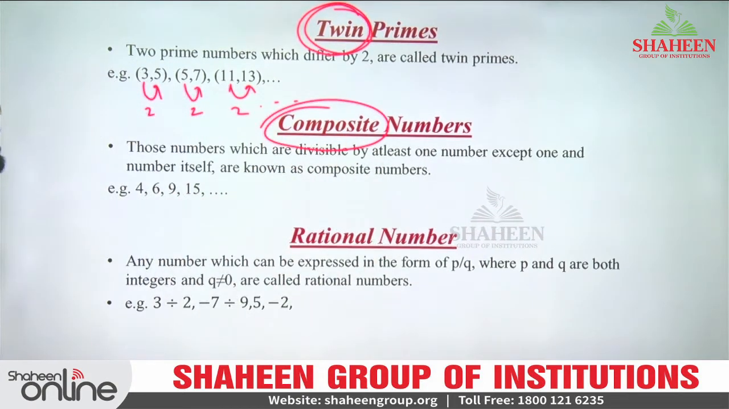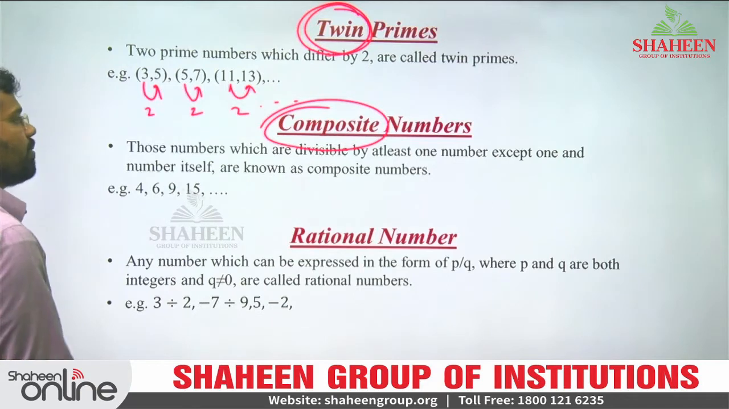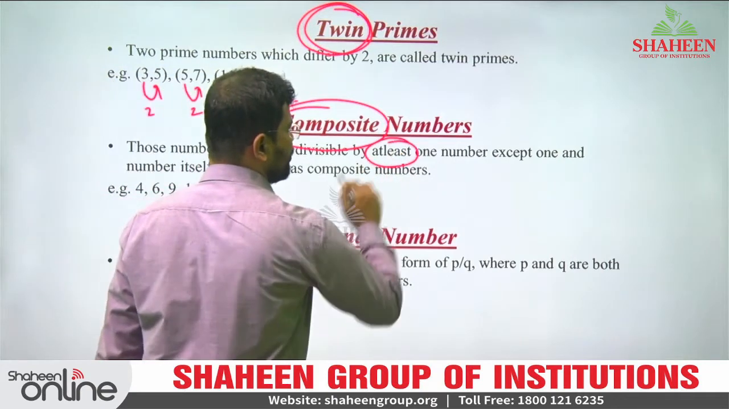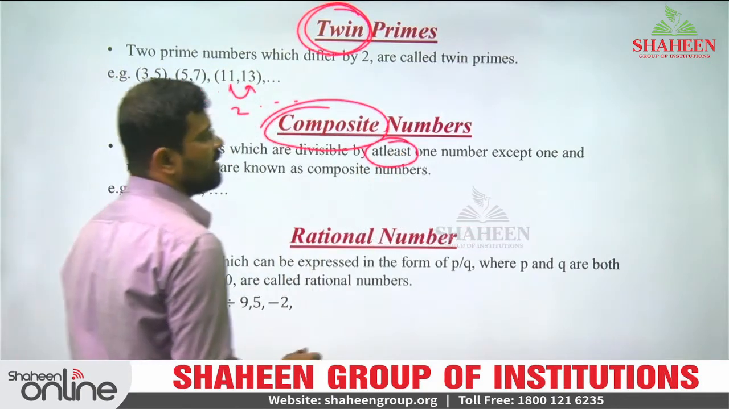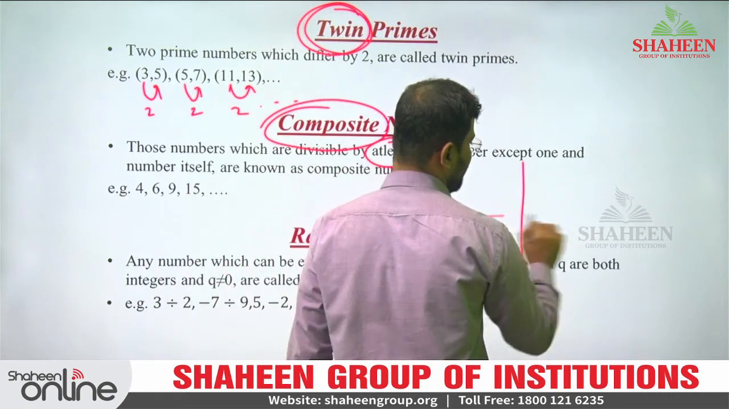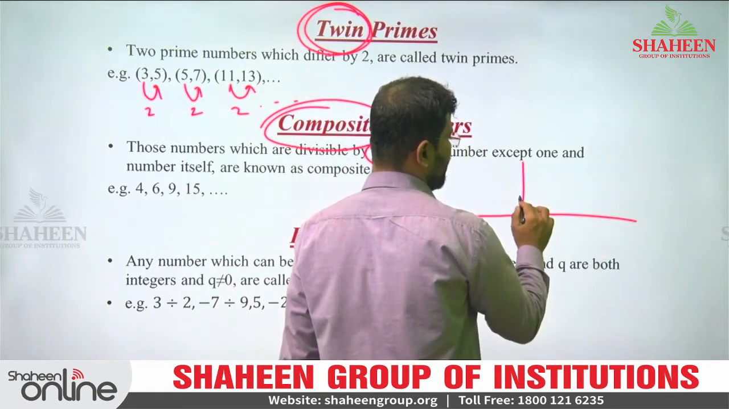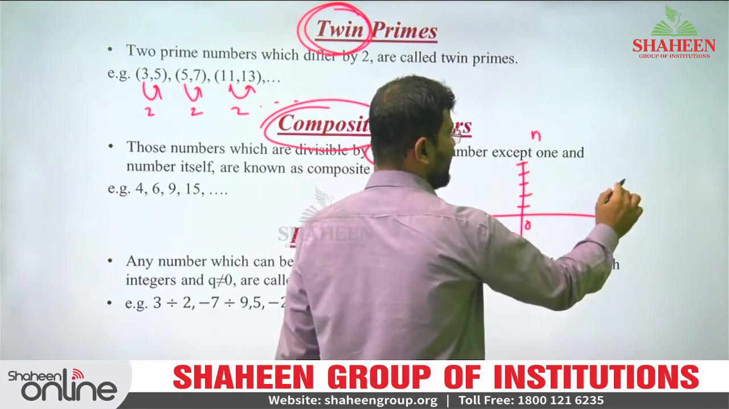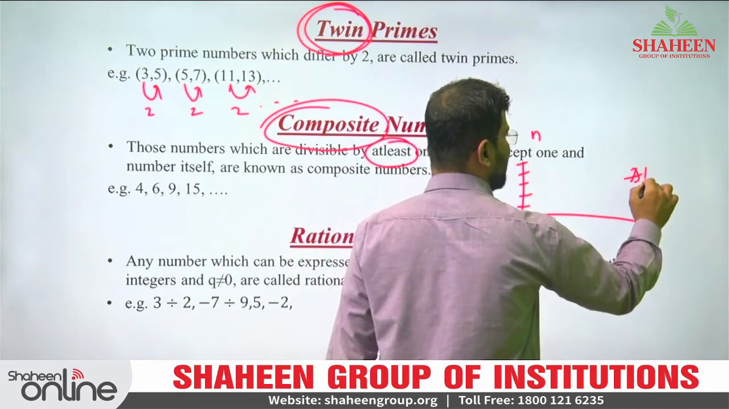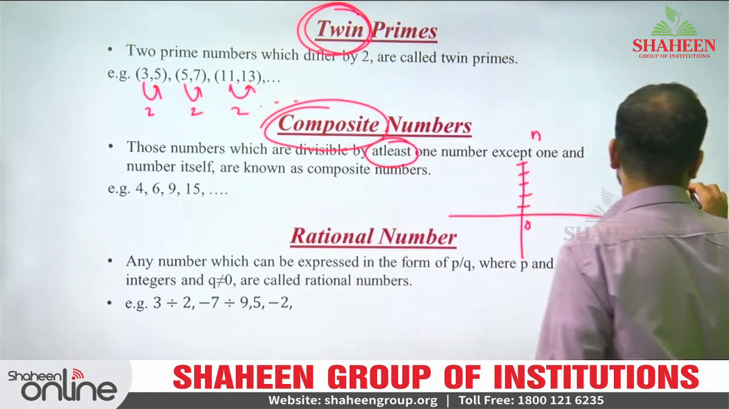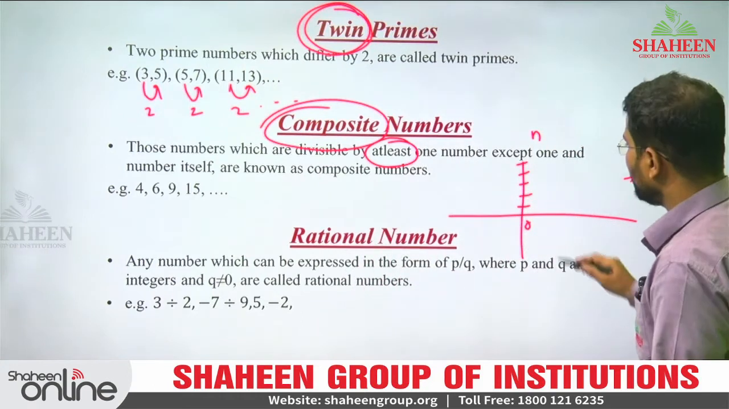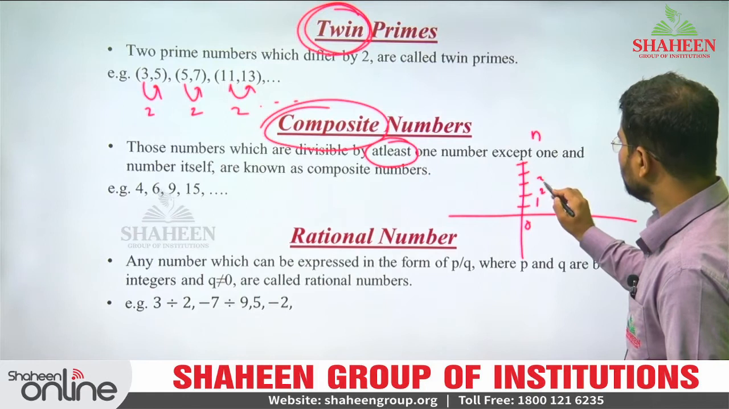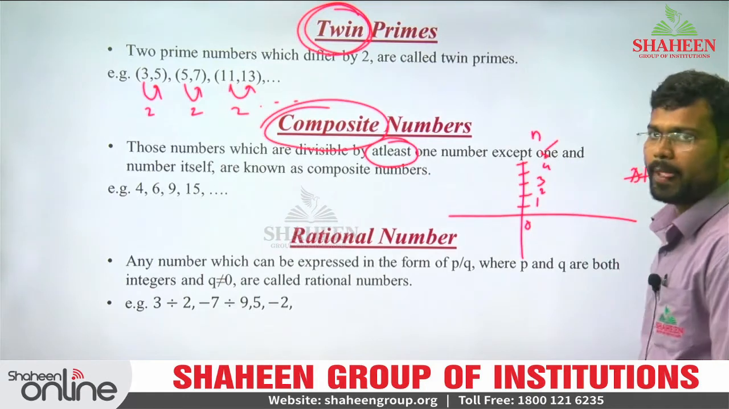Now what are composite numbers? The numbers which are divisible by at least one number except one and the number itself are known as composite. At least, this is a very important word here, at least and at most. I will explain this here. This is 0, 1, 2, 3, 4, 5 and so on till n. Now when I say at least one, if this is 1, 2, 3, 4 and this is 5.